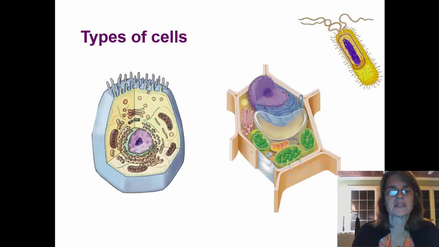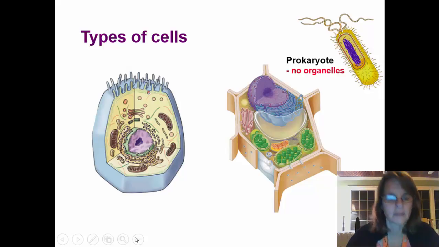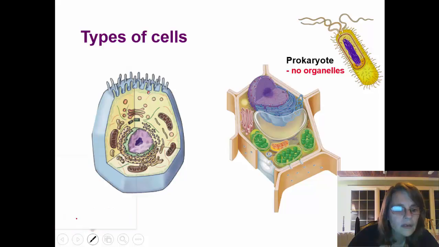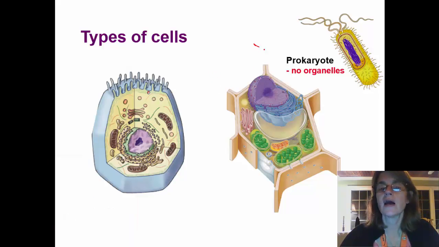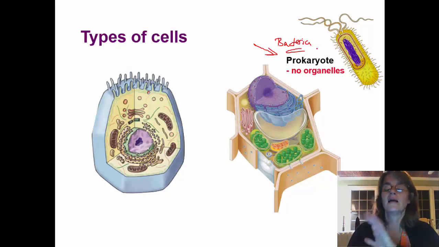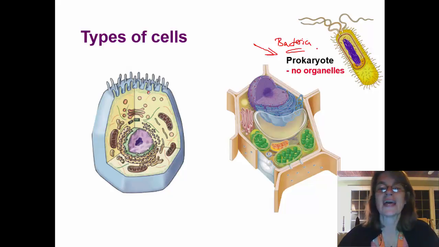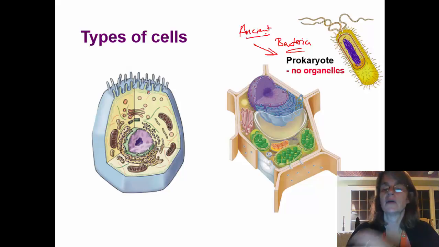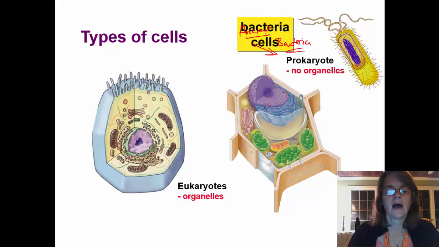All right, cell types. There are two major types of cells: prokaryotic. Let me make sure my pen is on. Prokaryotic cells. When you see prokaryotic, you need to think bacteria. They are synonymous. The most simple, most ancient cell type. Okay, the very first cells were probably prokaryotic cells. They lack organelles. We'll talk more about that in a minute.